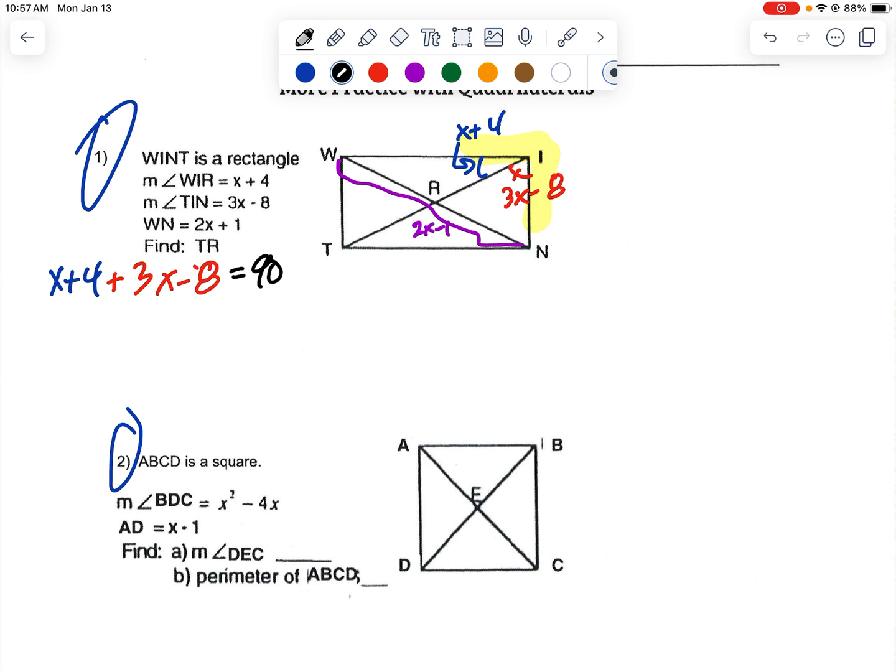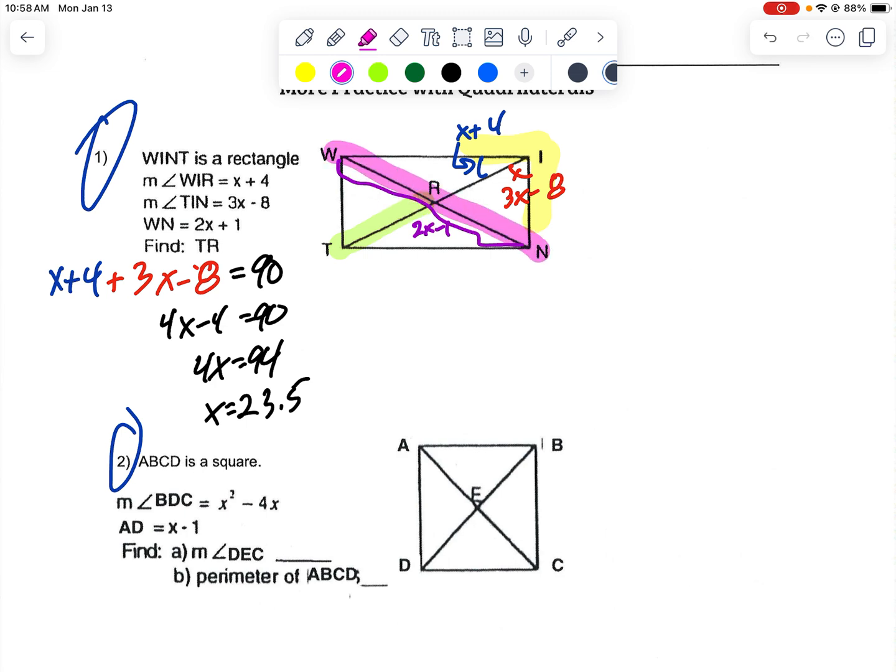You do get a decimal, and that's okay. Decimals are numbers. I believe you get 23.5. So if you're doing 4x minus 4 equals 90, 4x equals 94, x equals 23.5. Now the question asks you to find T to R. Well, remember, in a rectangle, the diagonals are congruent, and they are bisected. So if I know what WN is, I can find it by plugging my x value in.